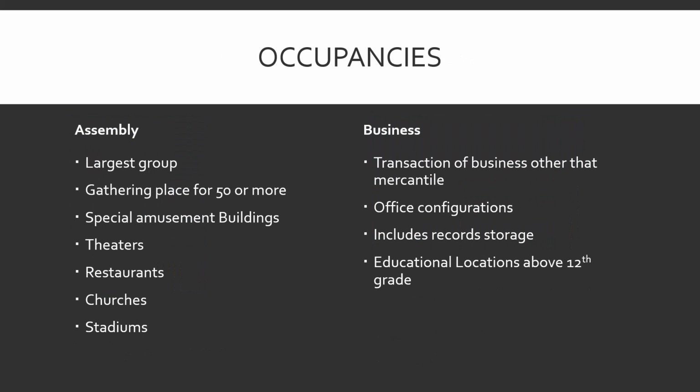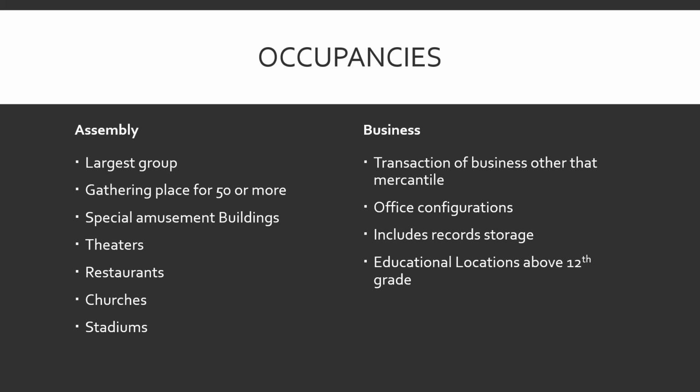Alright, starting off with our largest group, assembly group. This is recognized as a gathering place for 50 or more. It consists of any large public building, theaters, restaurants, stadiums, special amusement buildings, fair pavilions, churches, that kind of thing. Just a very general catch-all. A lot of people come and go, a lot of people at once.